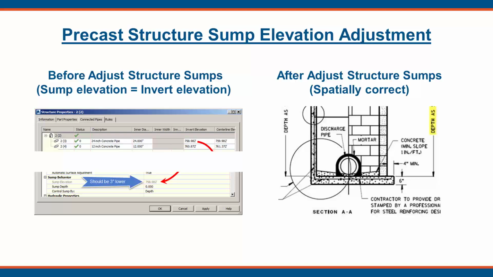In the graphic on the left, you can see at the top the structure properties, the connected pipe. The invert elevation is 758.982. On the bottom of the graphic, you can see the sump elevation is also 758.982. That should be 3 inches lower. As you can see in the right graphic, the pipe is resting on the bottom of the structure, and the wall thickness is accounted for. It's not within the structure bottom.